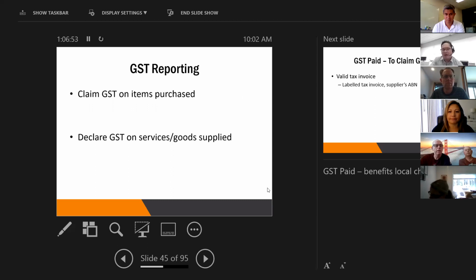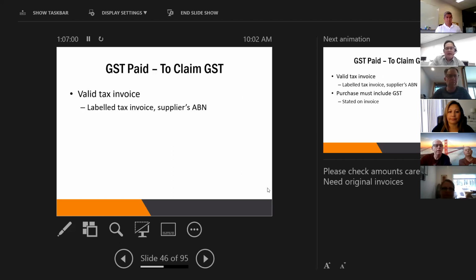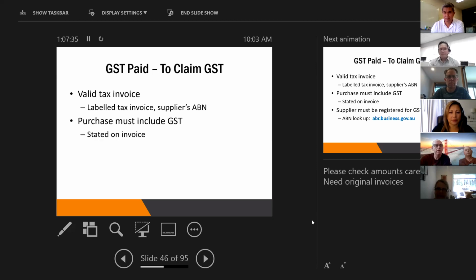We claim GST on items purchased, and we declare GST on services and goods supplied. I think I already talked about that. Now, what are the requirements for a GST claim to be properly recorded? We need to tick some requirements. First, there needs to be a valid tax invoice, the words tax invoice need to be labeled on the document, and the invoice needs to have the supplier's ABN. And the purchase must include GST, and that amount needs to be stated on the invoice.